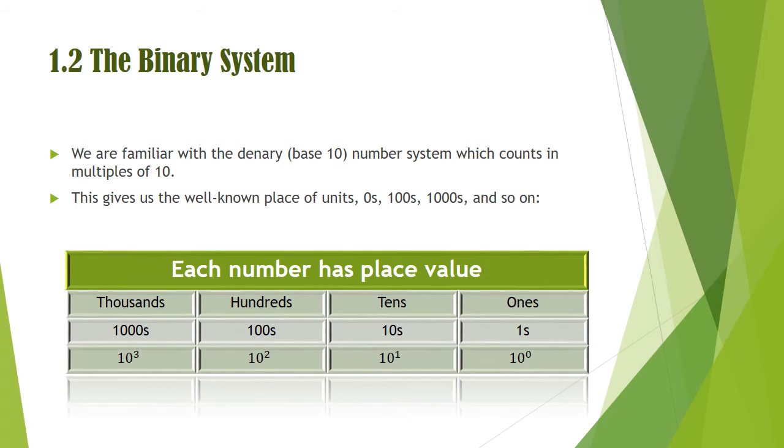Now, the binary system. We are familiar with the denary base 10 number system, which counts in multiples of 10. This gives us the well-known places of units, tens, hundreds, thousands, and so on. As you see in the table below that I've drawn, each number has a place value: 1000, 100, tens and ones. So you can see how this table is based on the decimal or denary system.